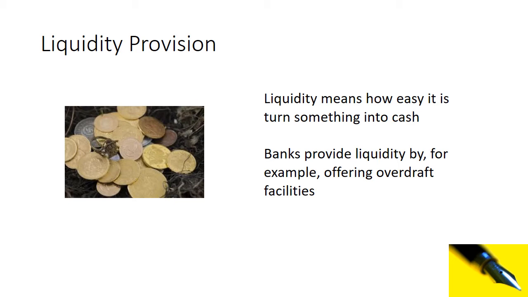Because when you want to pay for things, you need liquid assets. You may need cash or near cash. It's no good having all of your money in your house because you're not going to be able to use that to pay for goods and services or to pay your bills. So cash is the most liquid asset.